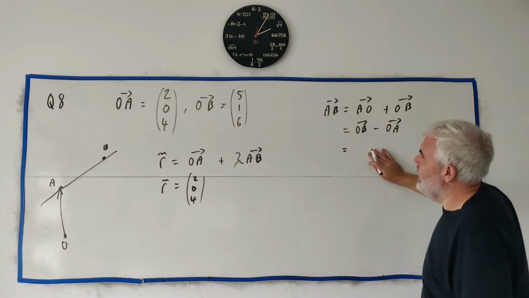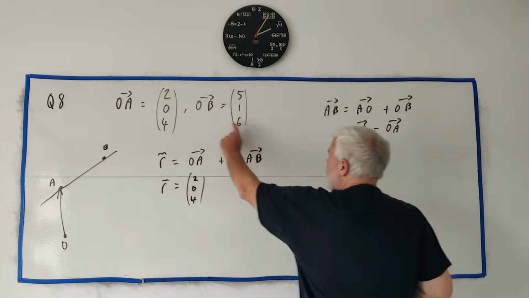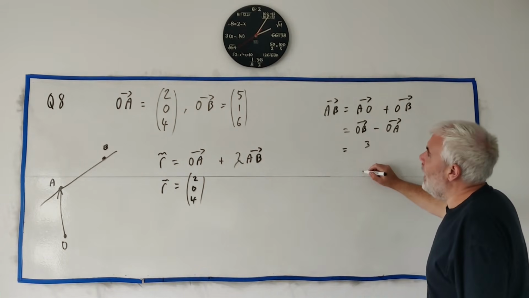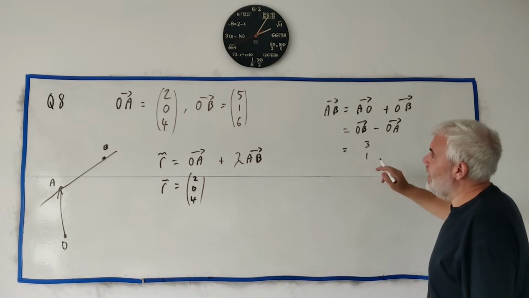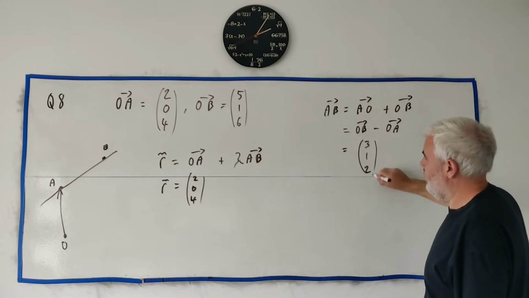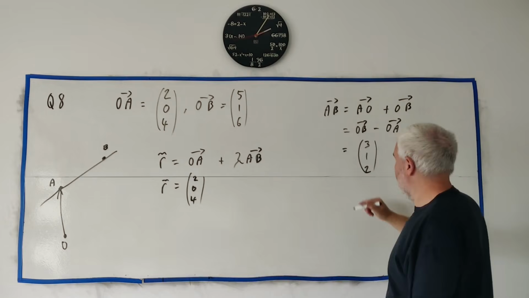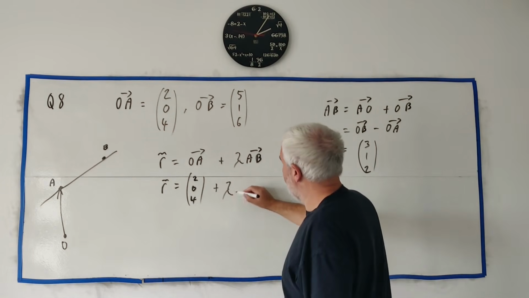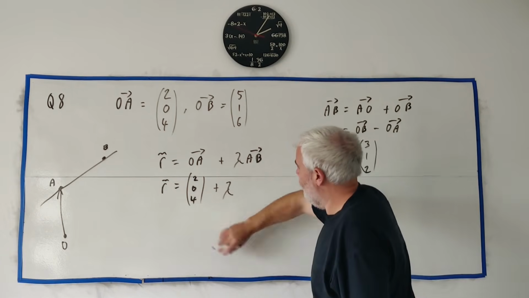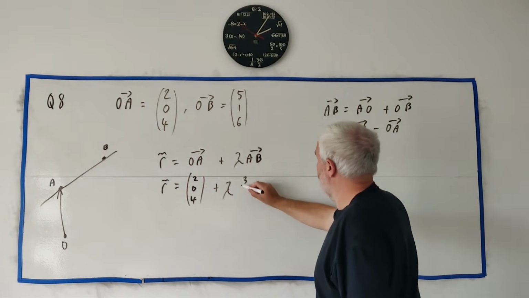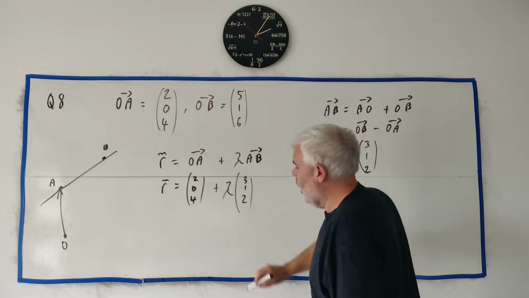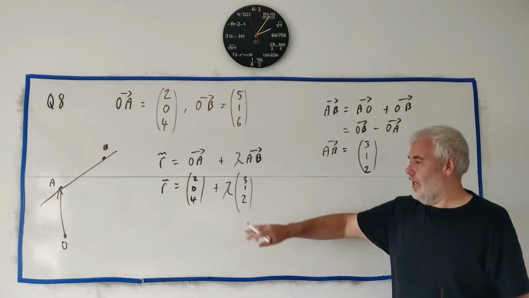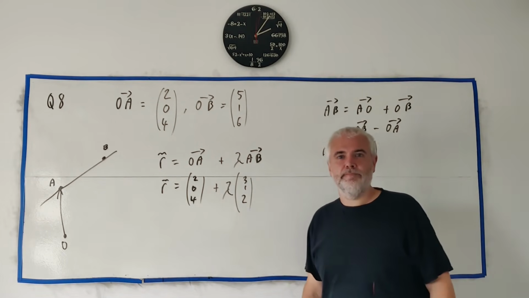So this AB is equal to B minus A, which is 5 minus 2, which is 3. 1 minus 0 is 1. 6 minus 4 is 2. That's the AB vector. So the answer to part A is just this: (2, 0, 4) plus lambda (3, 1, 2). Of course, you could do this by using your i, j, and k as well. It's just a little quicker to write this way.